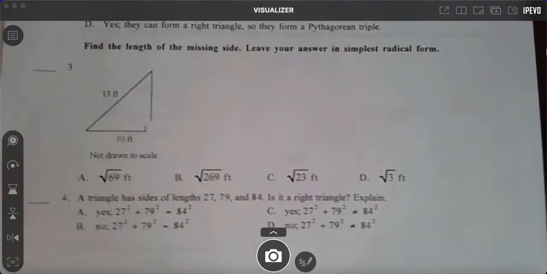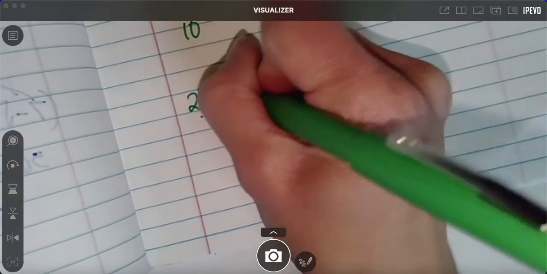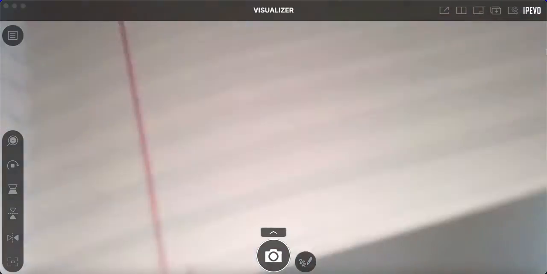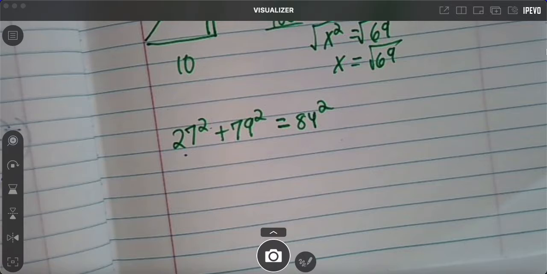Okay, it's just like this one. Number 4, a triangle has sides of length 27, 79, and 84. Is it a right triangle? How do we know if it's a right triangle? A squared plus B squared equals C squared. So the entire front page, what are you using? A squared plus B squared equals C squared. Not bad, right? So my 2 smaller numbers are which one? 27 and 79. So I'm going to write 27 squared, 79 squared, and my other number was 84. Does this equal? If this equals, then yes, it's a right triangle.